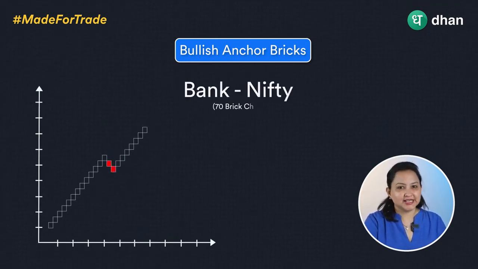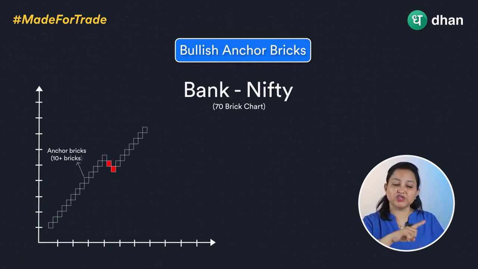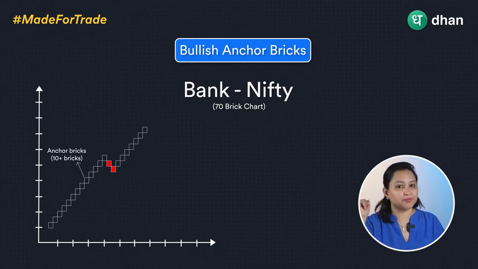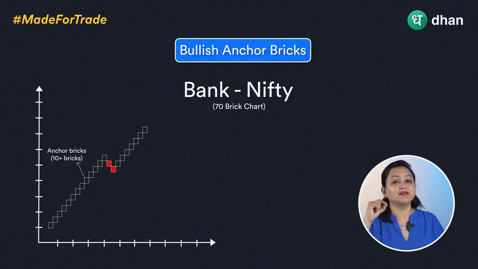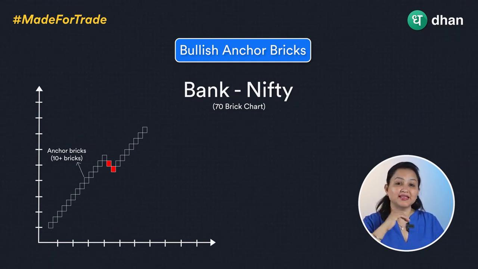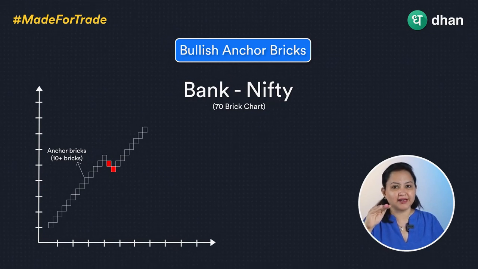So this is a chart of Bank Nifty that you see in front of you. Here the brick size used is 17, and you can see this anchor brick which has more than 10 bricks printed in one single row or one single string. There is no pullback happening at all. So there is strength, there is momentum on the bullish side.